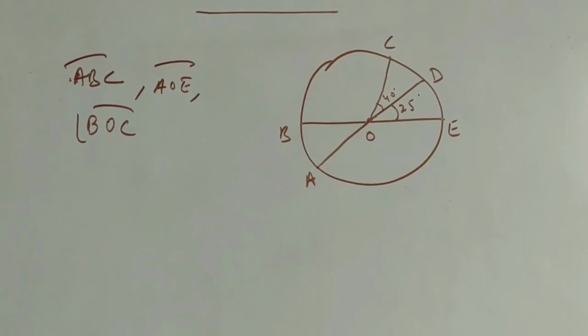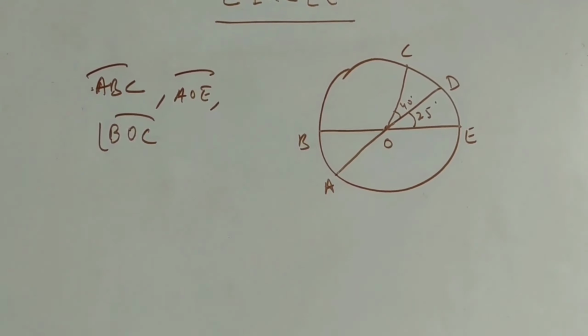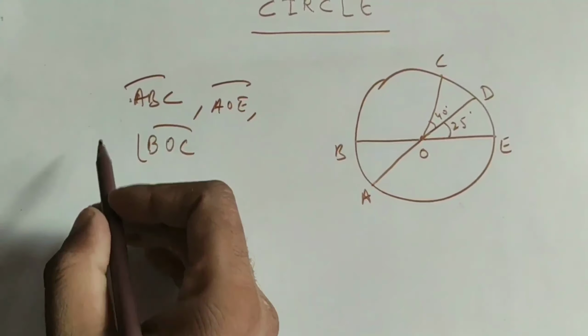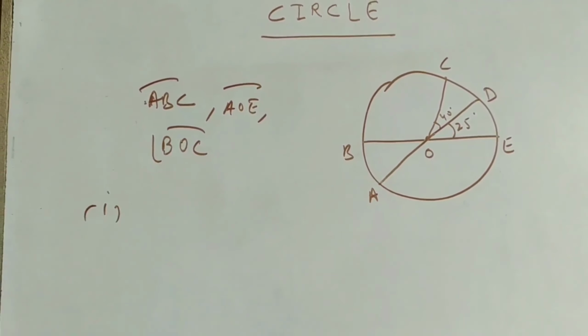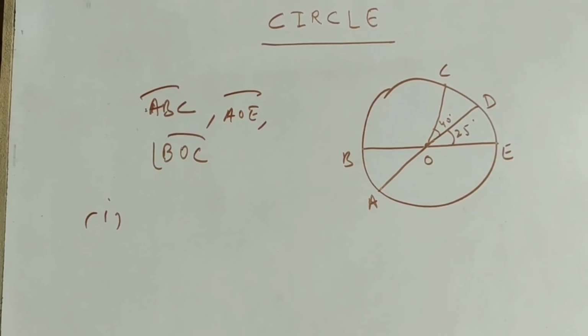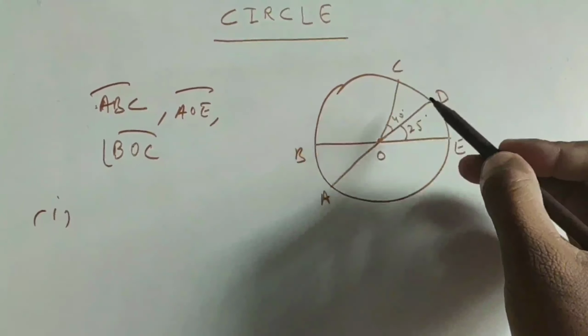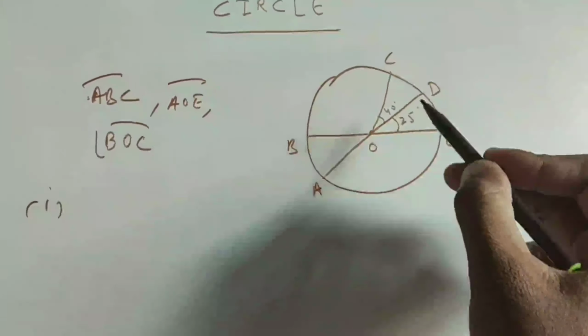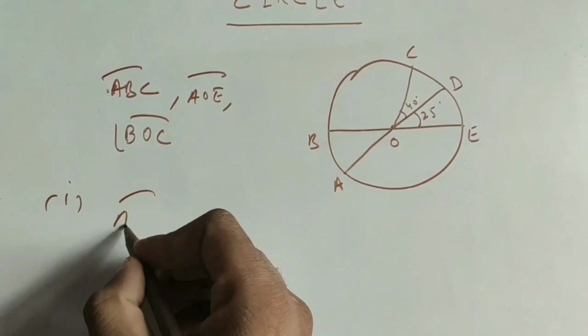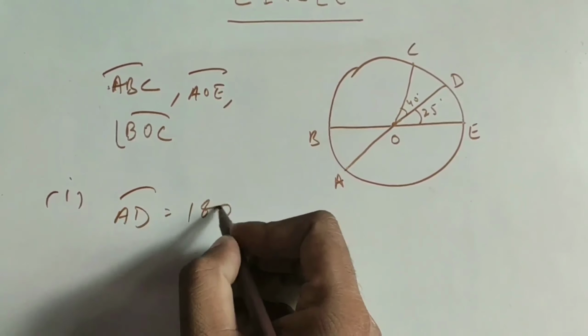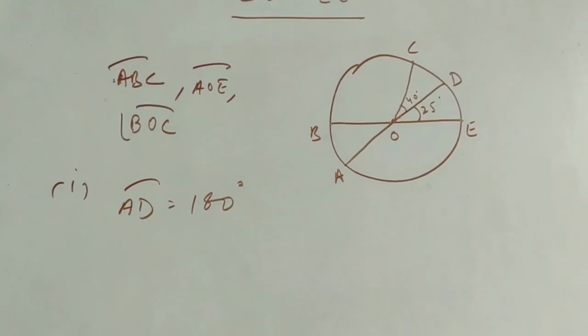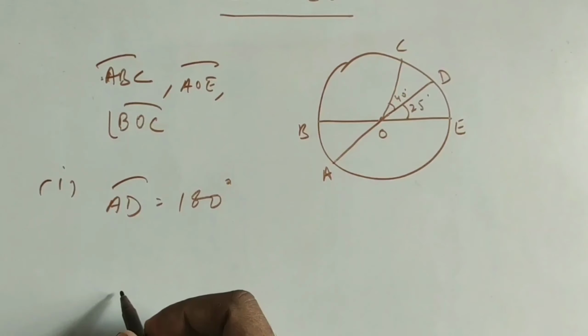Now we have the first example based on the measure of arcs. The first part we need to find out is the measure of arc ABC. Clearly from the figure we know that the measure of arc AD is 180 degrees. Now the measure of arc AD has two parts.